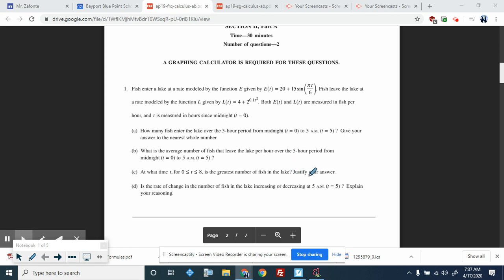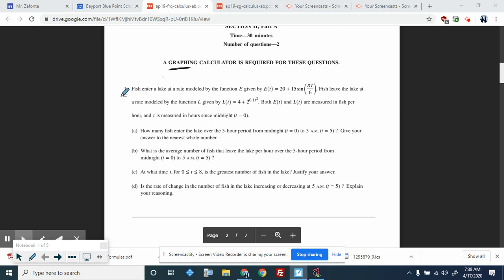Hey, let's go over question one from last year's 2019 AP Calculus exam, the AB version. You'll notice question one says that a graphing calculator is required. That was true last year, that's standard for the typical test. That's not going to be true for you. A graphing calculator will not be required. It wouldn't hurt you to have one nearby, but it's not going to be required. So just keep that in mind as we go over this.